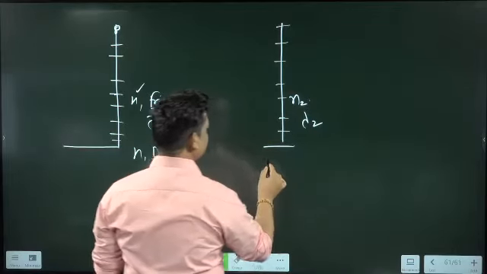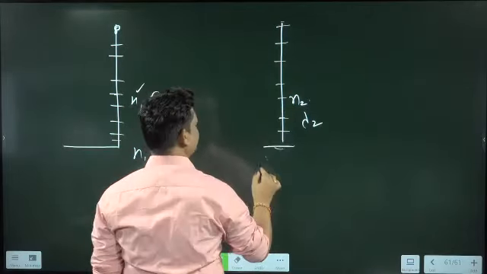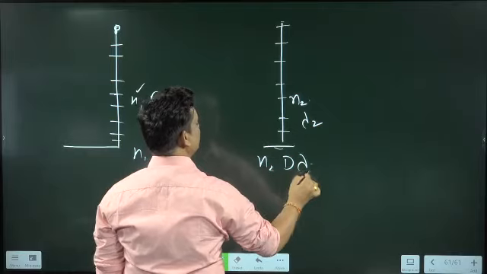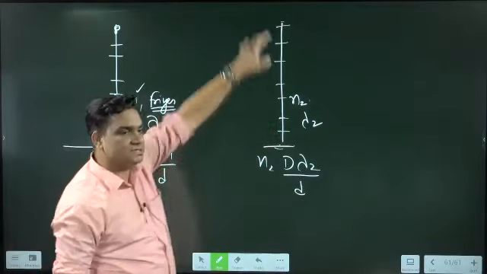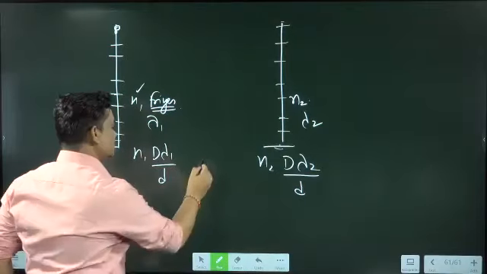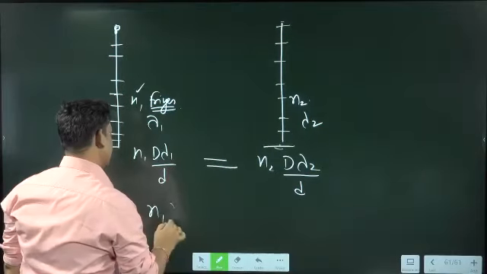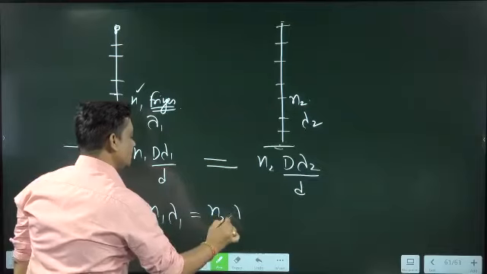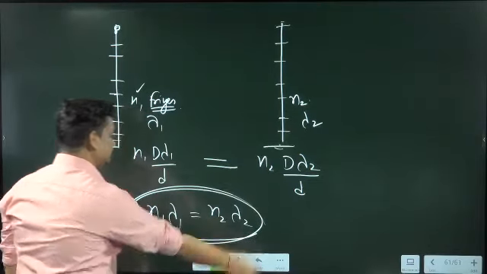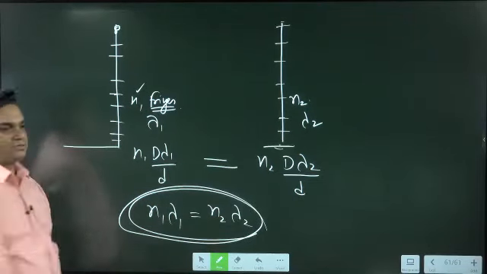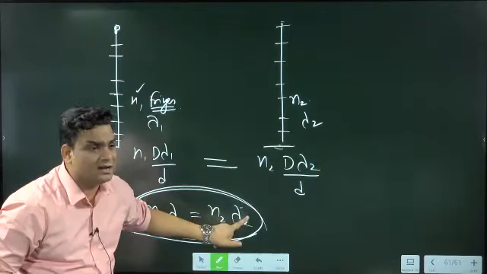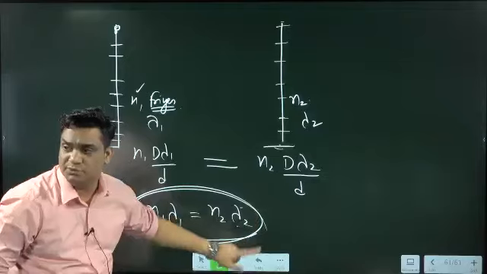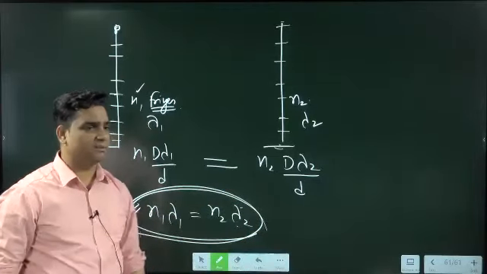Here, the total distance should be equal to how much? n2 into d lambda 2 by d. This distance and that distance are the same on the screen, so we can say they would be the same. So we get n1 lambda 1 equal to n2 lambda 2. Is this clear? Always use this: n1 lambda 1 equal to n2 lambda 2. If dipped in water, then lambda 2 will be lambda by mu.